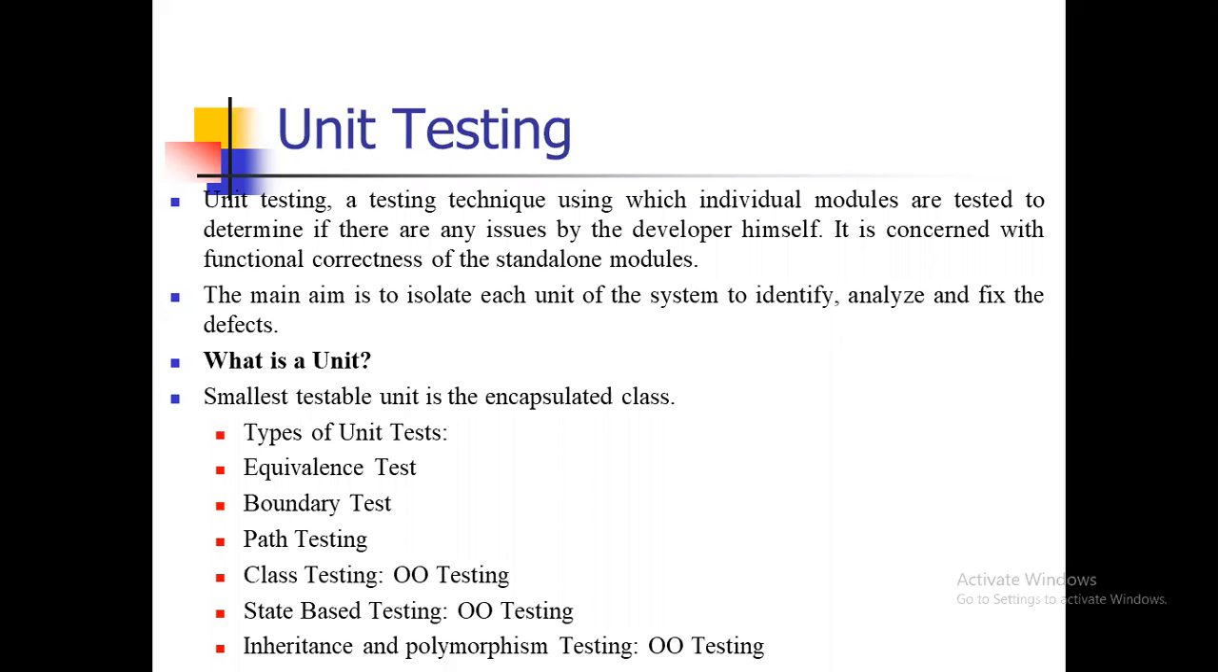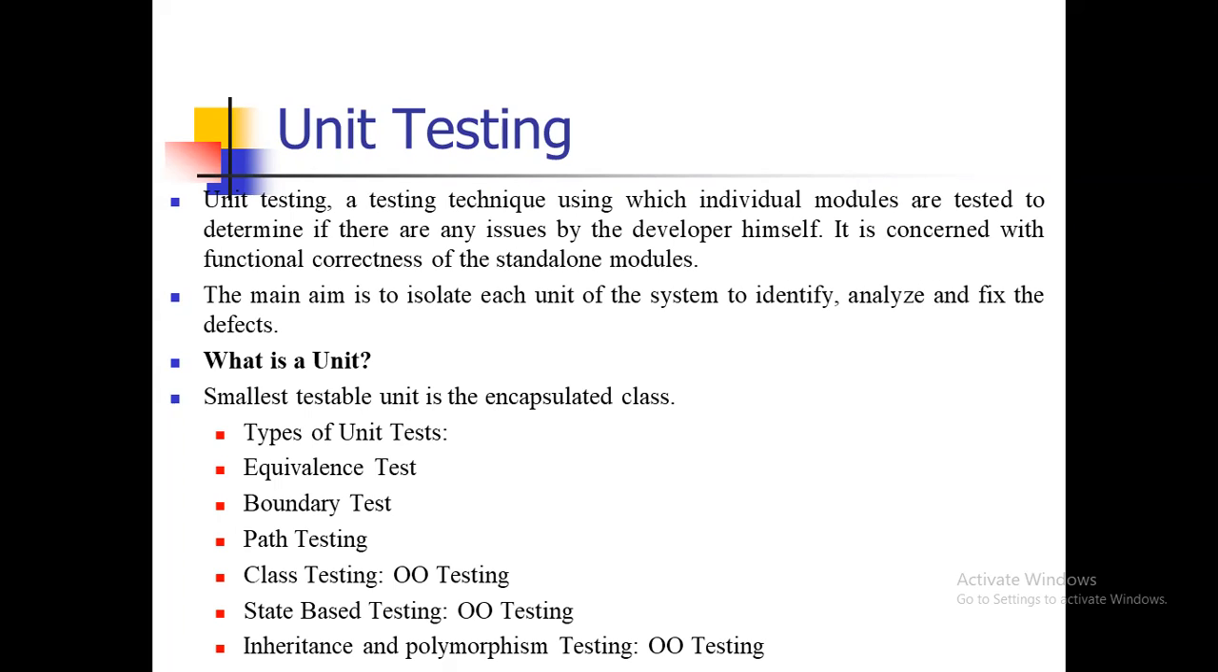Unit testing is a testing technique using which individual modules are tested to determine if there are any issues by the developer himself. So it is concerned with the functional correctness of the standalone modules. The main aim is to isolate each unit of the system to identify, analyze, and fix the defects.